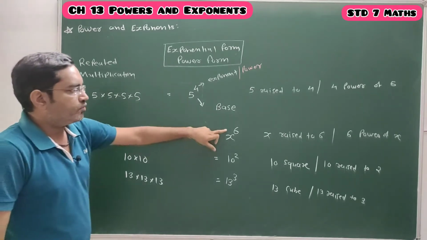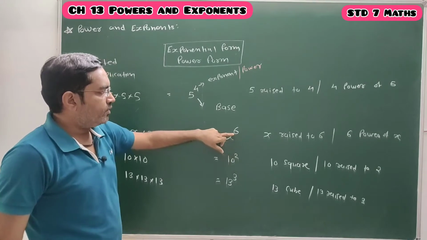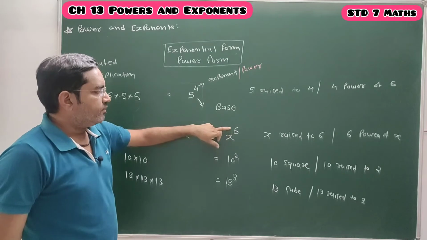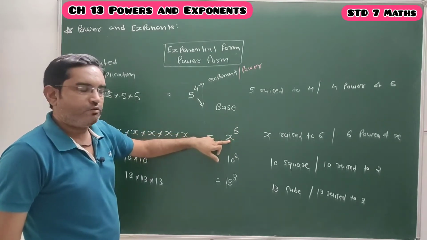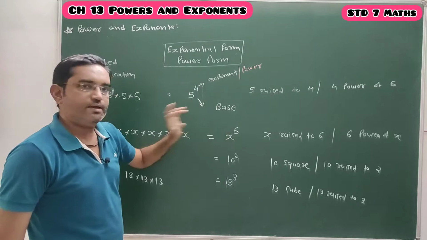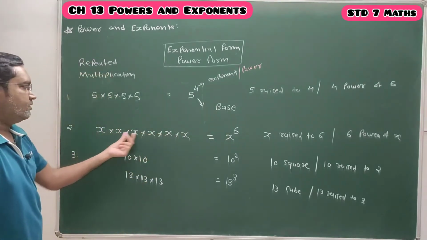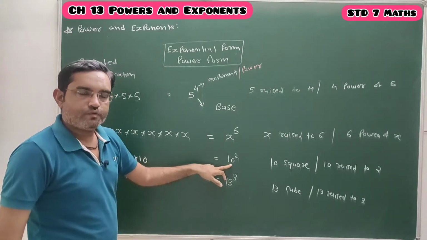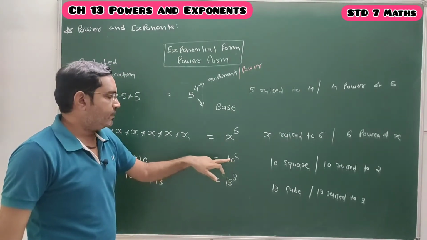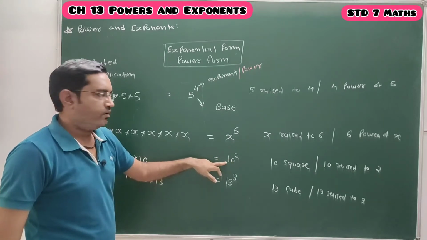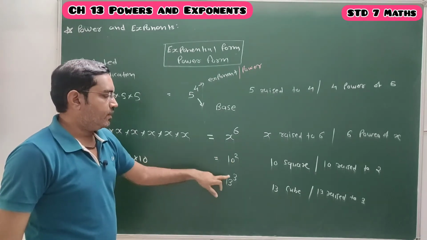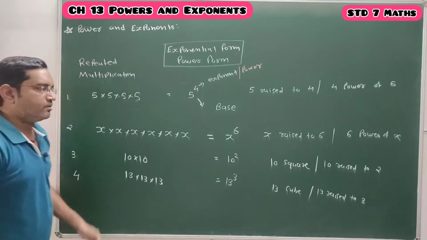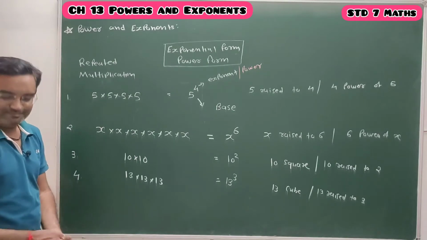Here x raised to 6 is there. So here the exponent, or you can say the power, is 6. What is the meaning of this 6? The meaning of this 6 is repeated multiplication of x with x, 6 times. Done. Similarly, 10 square: you have to multiply 10 with 10, how many times? 2 times. Similarly, 13 cube: you have to multiply 13 with 13, 3 times. Clear, students? Pause the video and note it down.